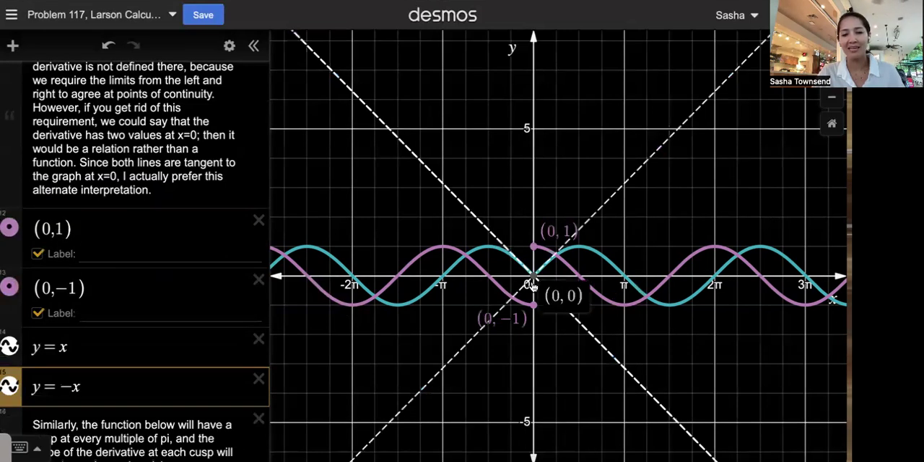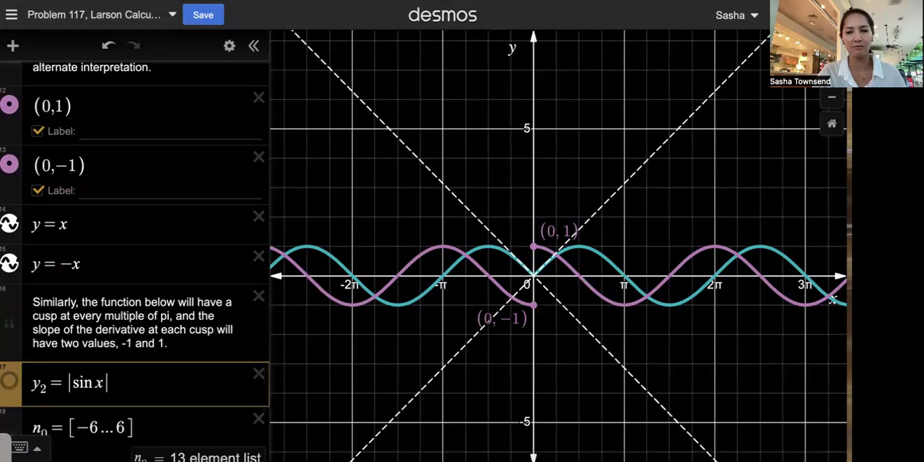Anywhere else, at any other x value, the tangent line is well defined and it has a well-defined derivative, and that derivative is nice and continuous. But the derivative is discontinuous at x equals 0. And we can choose to allow it to have two function values if we want to, and then it would just be a relation rather than being a function.